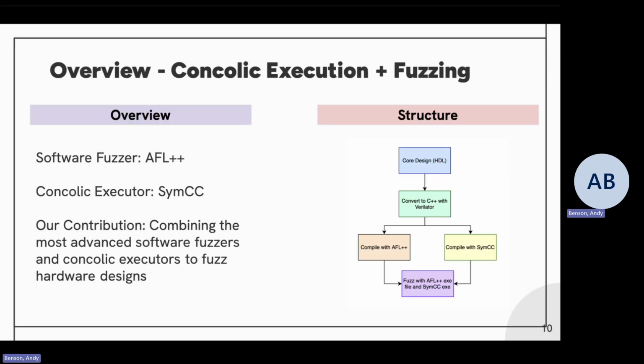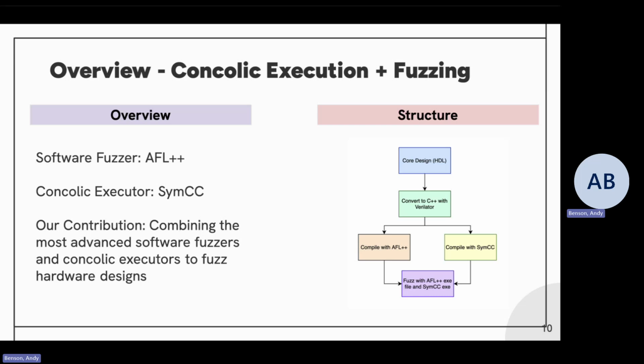So for our project, it can be simply stated as a combination of a concolic executor and an advanced software fuzzer that we use for hardware designs. For our software fuzzer, we used AFL++. As mentioned earlier, it is one of the most advanced open source fuzzers available on the market. As for our concolic executor, we use SimCC.